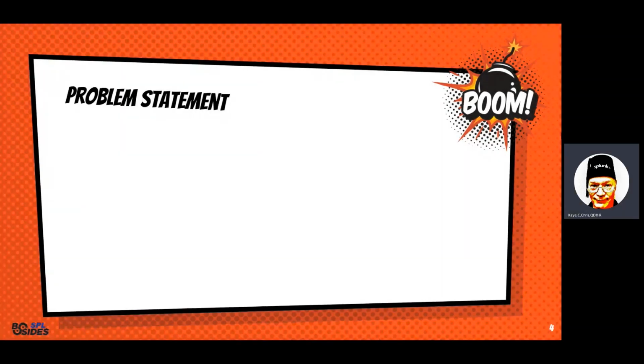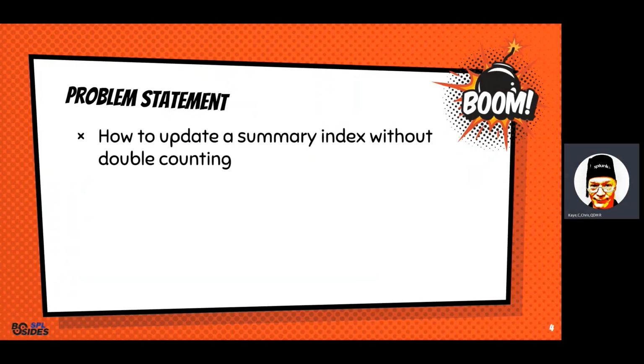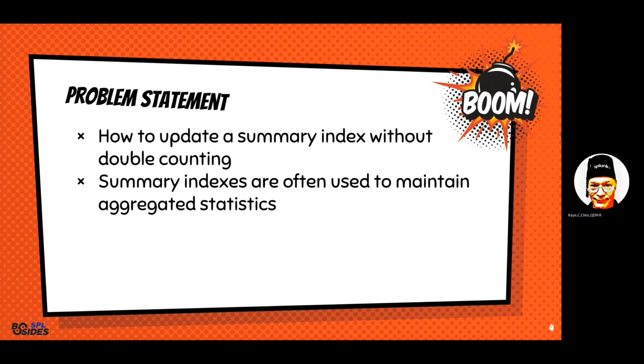So the first thing is a statement of the problem. When a summary index needs updating, how do we update the summary index without double counting? A summary index is often used to maintain aggregated statistics like counts and sums, and it is this use case that we are going to consider.